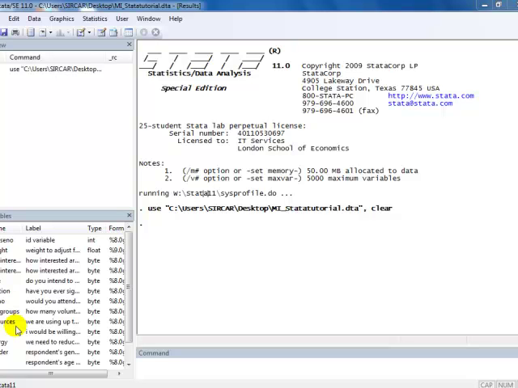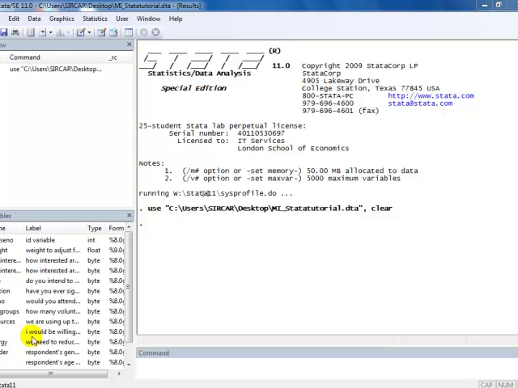Then we're going to group their resources by gender, which is the variable here. And so what we're doing in essence is finding out whether or not there's any difference between males and females on their level of agreement with that statement.